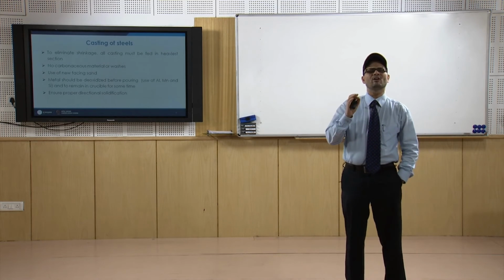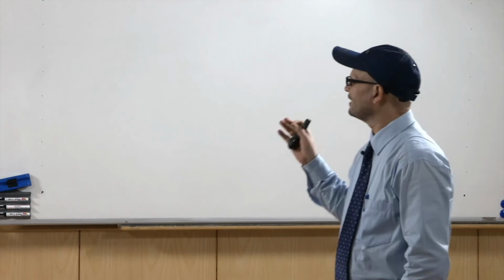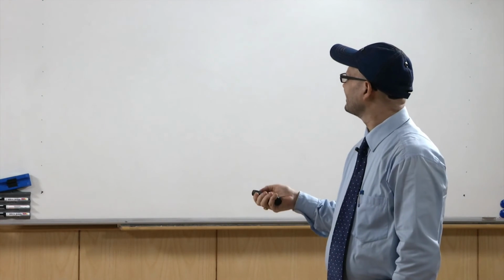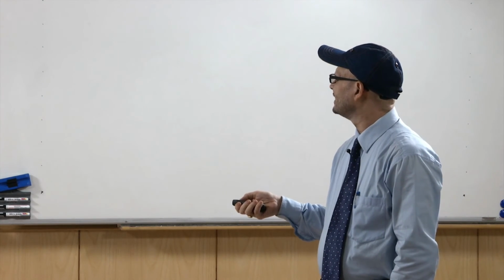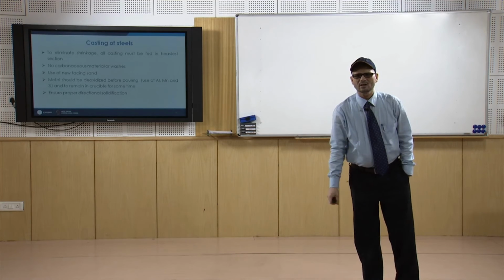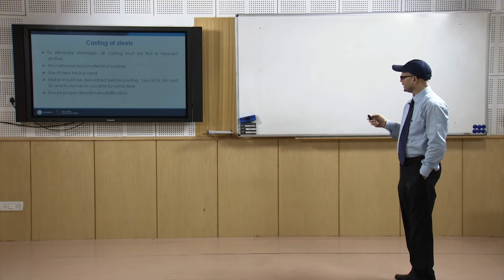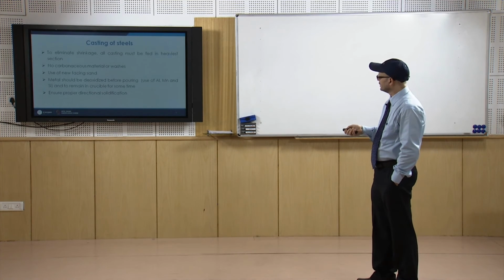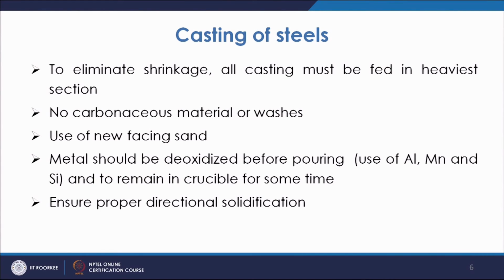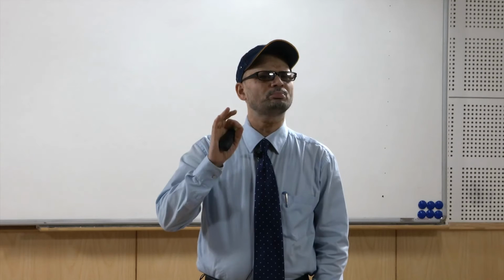The crucible is made of graphite and also it has silicon. So, the silicon which is there in the crucible will react with this and then act as a deoxidizer. Now, you also have to be careful about ensuring directional solidification, that is very important if you want a sound product.